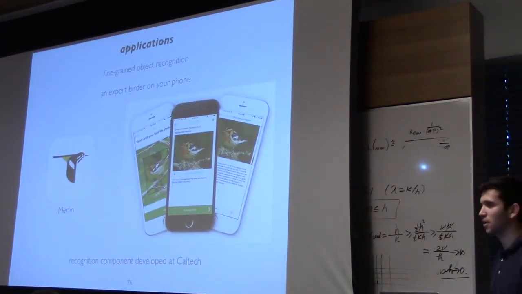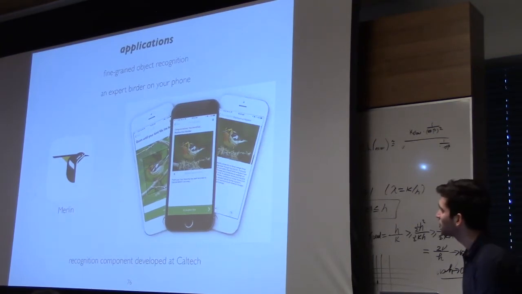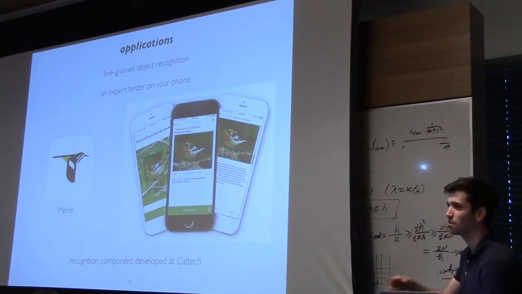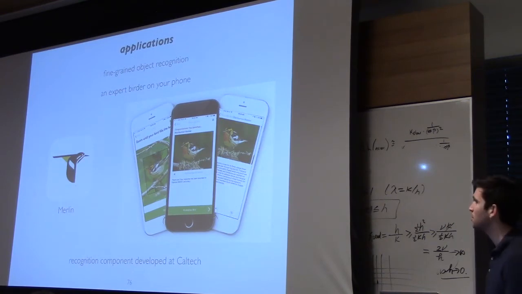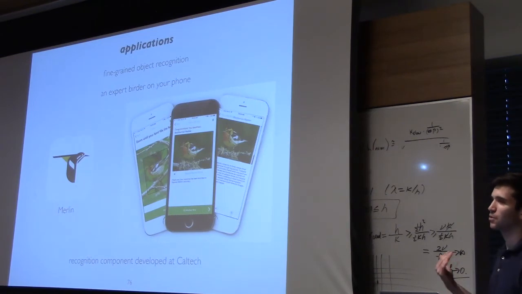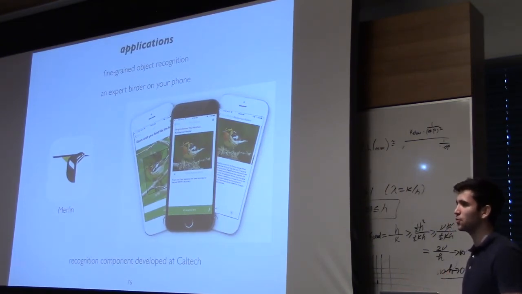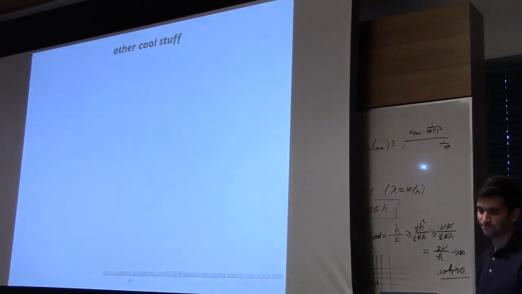I would encourage all of you to download the Merlin app, where you can take a picture of a bird, and it will tell you what bird it is, assuming it's a North American bird, and then give you information about it. So now you actually can have expert-level visual knowledge at your fingertips. Otherwise, you would have had to have a field guide with you, or go talk to a birder expert. So I think this is a pretty cool application.